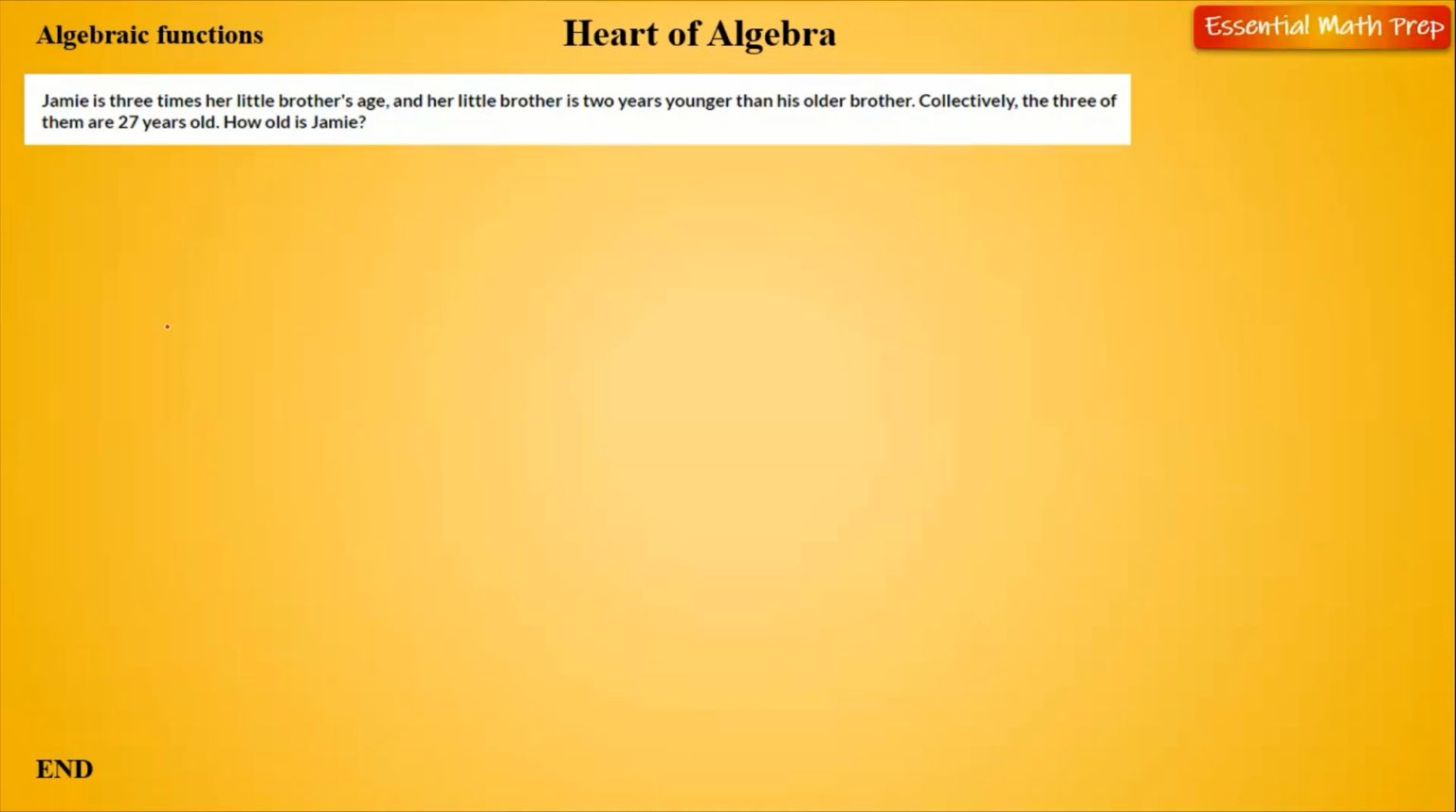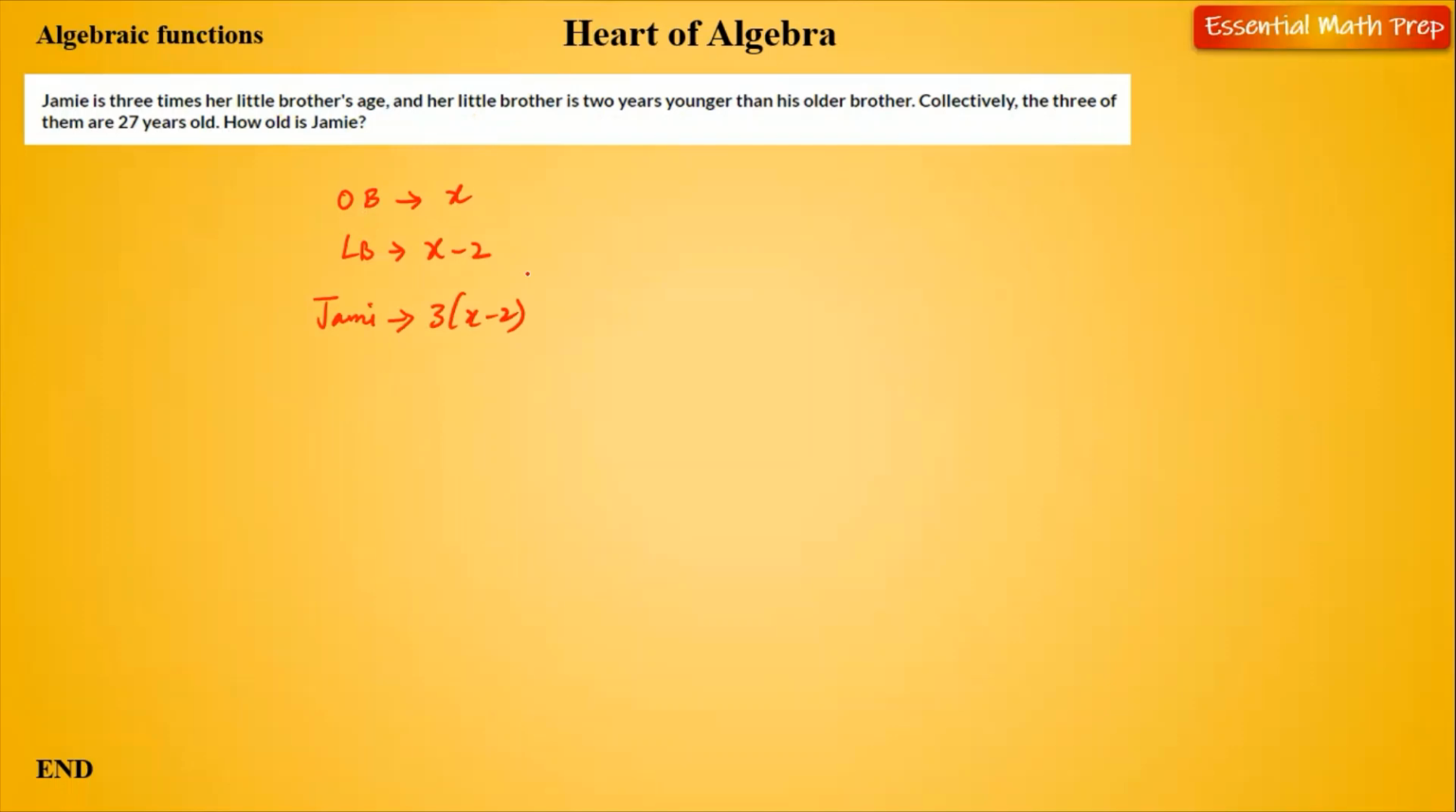I gave the older brother X. Okay, so I'm going to call the older brother, OB, as X. And the little brother is 2 years younger than the older brother, right? So X minus 2. Whatever the age of the older brother is, the little brother is X minus 2. And Jamie is 3 times her little brother's age. So 3 times X minus 2. Do you see how simple that was?